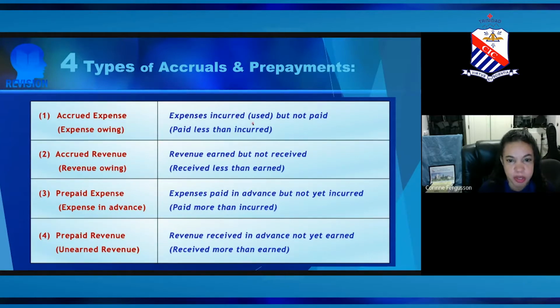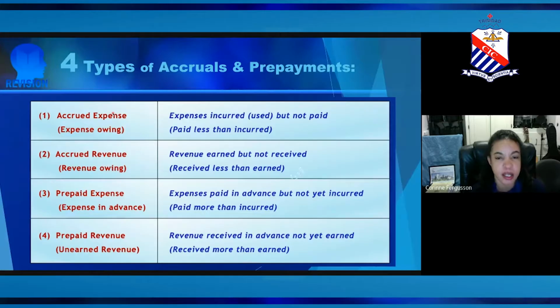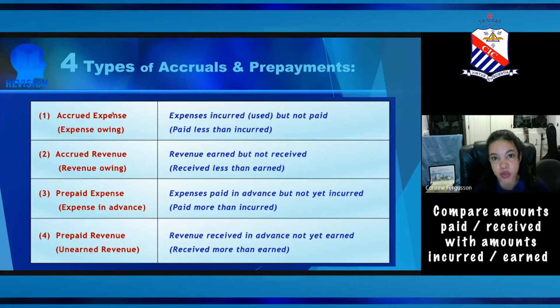Remember, we were supposed to compare 2 things. If they didn't tell you what was accrued or what was prepaid, what was owing or what was paid in advance, then you had to compare the 2 figures, which would have been the amount paid and incurred for expenses and the amount received and earned for revenue. The prepaid is when the amount paid or received is more than. So that is how you're supposed to know.